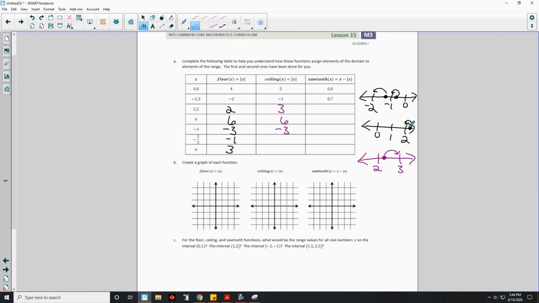-2/3, which was right here. Now I move to the right, and my first integer to the right of that fraction is 0. Pi is 3.14, which is here. So now I'm going to the right to 4. Okay, hopefully that makes sense to you. Just simply rounding down and rounding up.